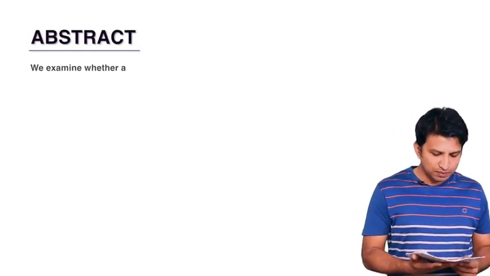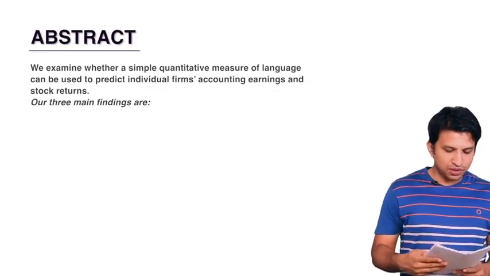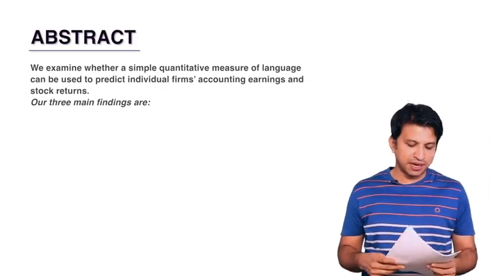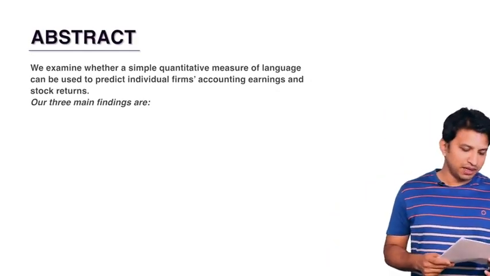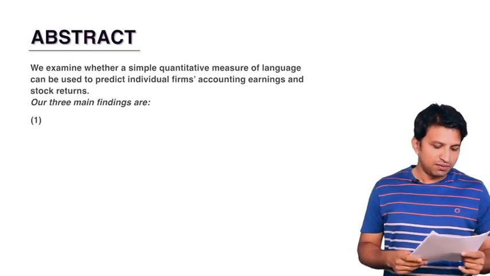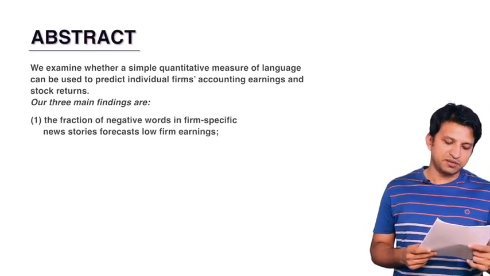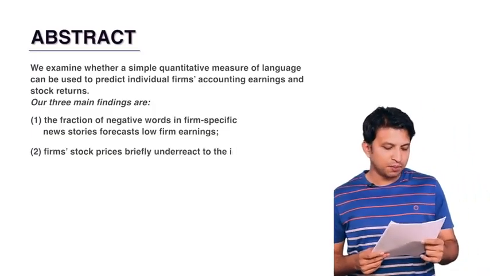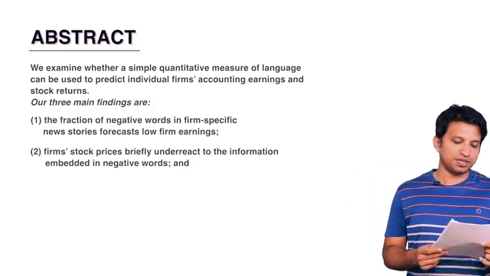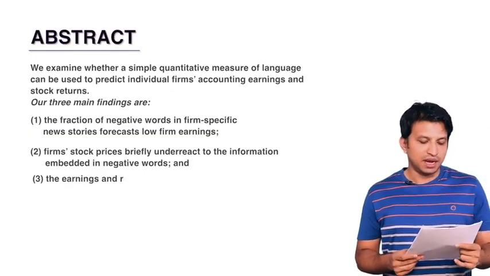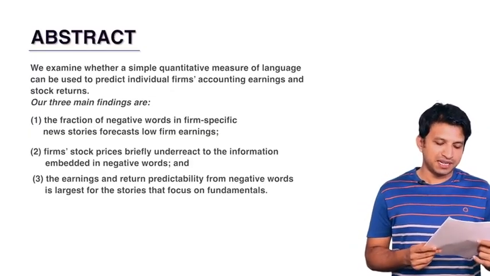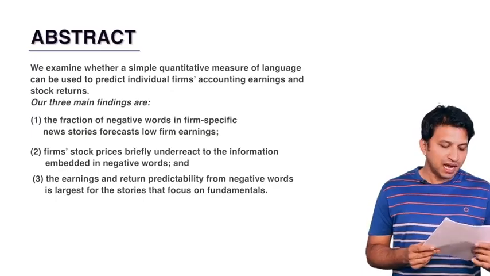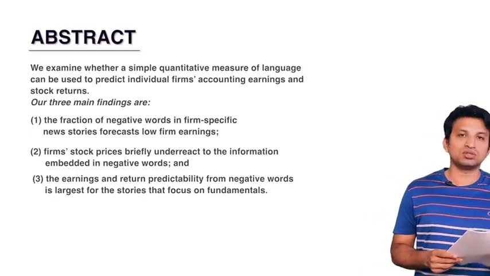So what you have to do, and I'll read out from the abstract, you know the abstract. The main thing about the paper are 3 points. Fraction of negative words in firm specific news stories forecast low firm earnings. Firm stock prices briefly underreact to information embedded in negative words. And the earnings and return predictability from negative words is largest for stories that focus on fundamentals.